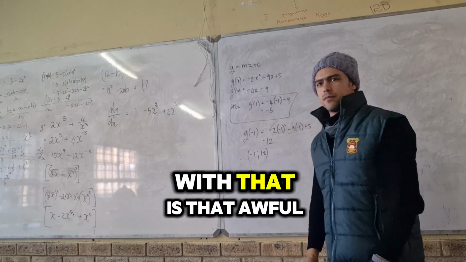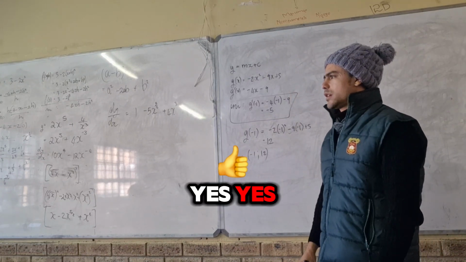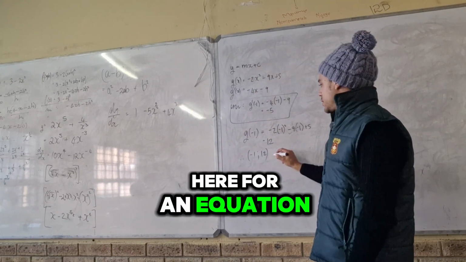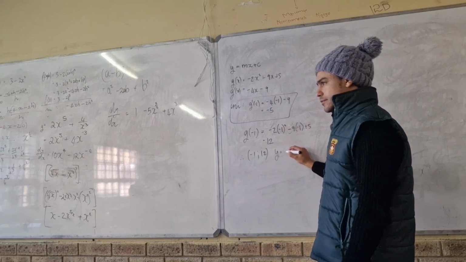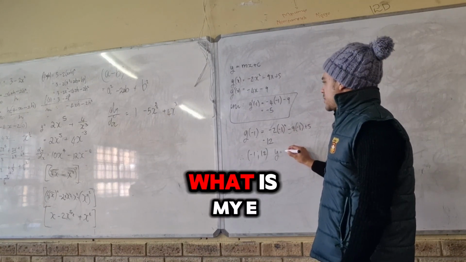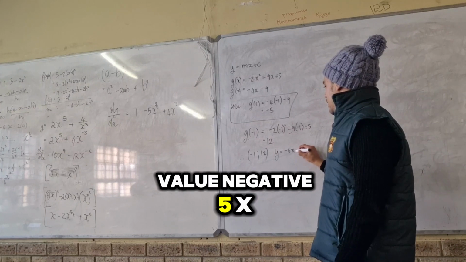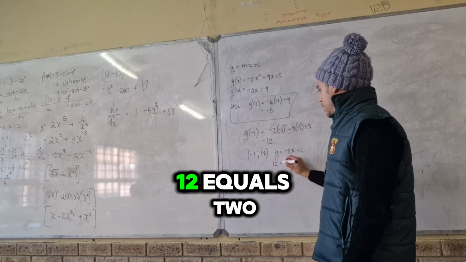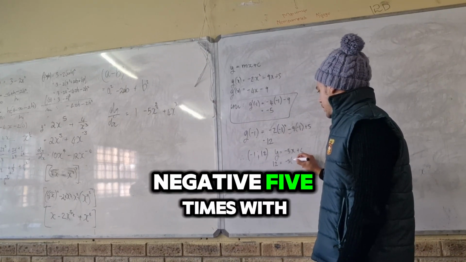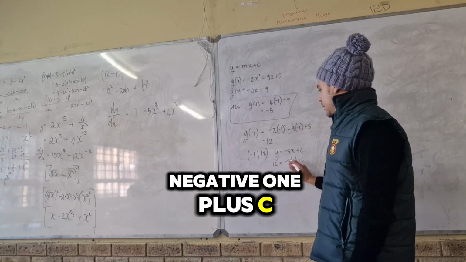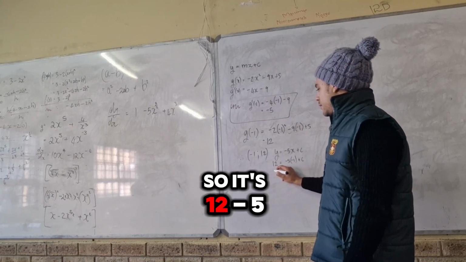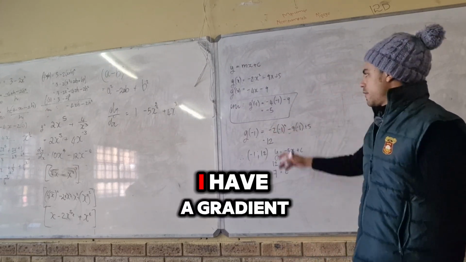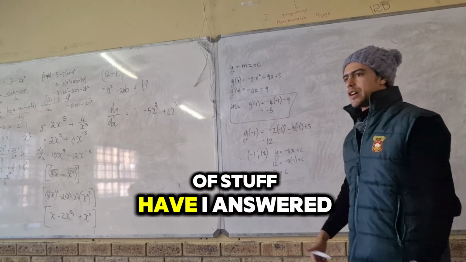What can I do with that? Is that helpful? Yes. I substitute it into the equation, because they asked for an equation. So y equals, and what is my m value? -5x plus c. Now I substitute my y value: 12 equals -5 times -1 plus c. That becomes positive, I take it over, so it's 12 minus 5, so c equals 7. Now I have a gradient, a derivative, a lot of stuff. Have I answered the question?